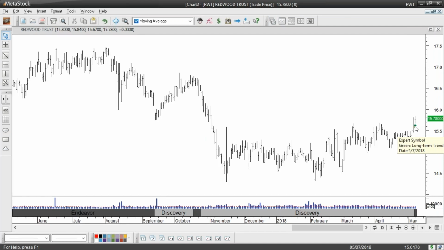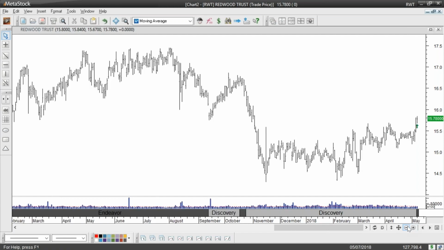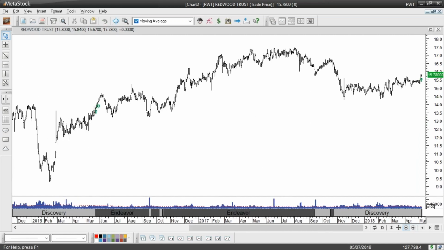Check, verify, long-term symbol. Perfect. We can tell down here we are in Endeavor. We'll back out. We'll take a look at this guy over the long haul. When in Endeavor, it does have a history of trending. Perfect. That's what we want. It fell into Discovery. This time we just get a long period of consolidation.